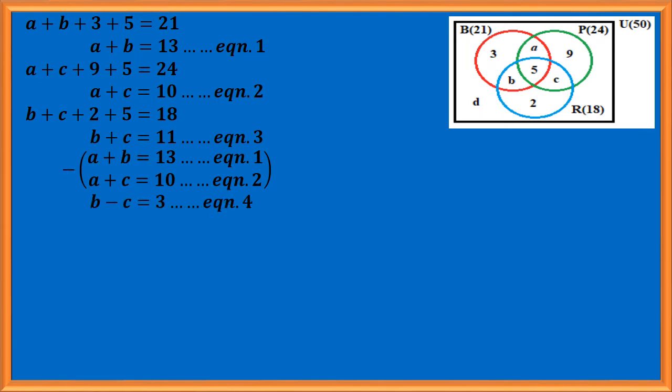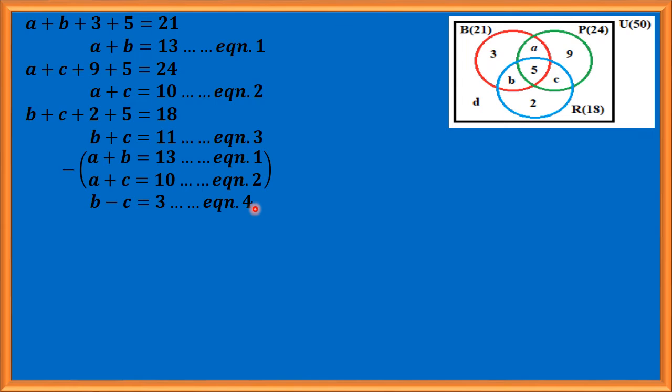That will be equal to 13 minus 10. That will be 3, so we can label that as our equation 4. When we also look at equation 3 and equation 4, equation 3 here and 4 here, you see that they have the same components.